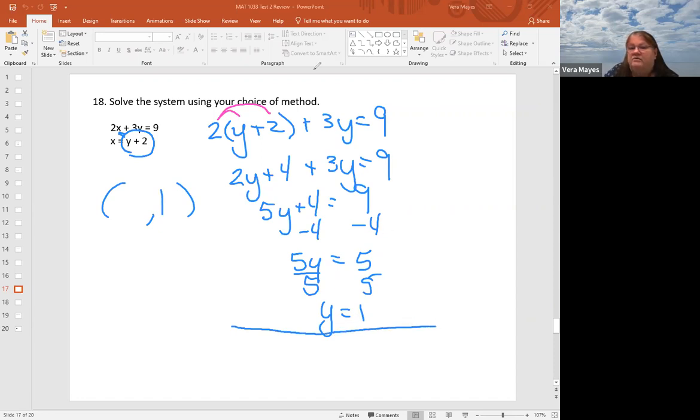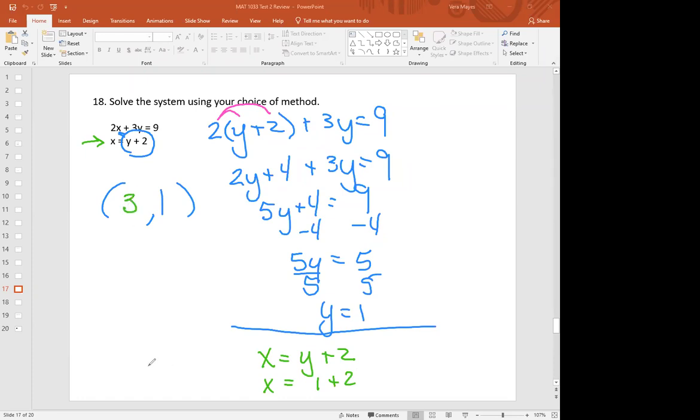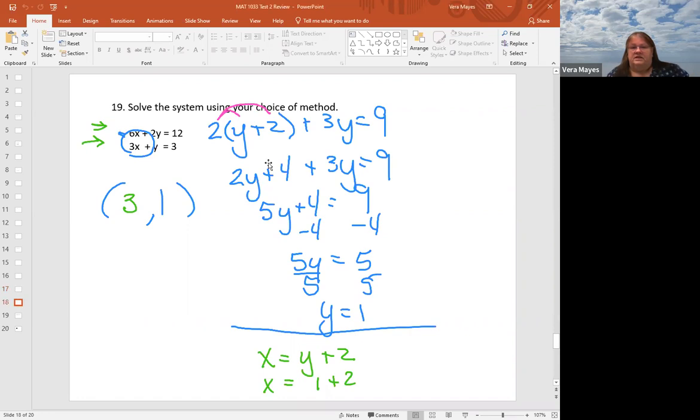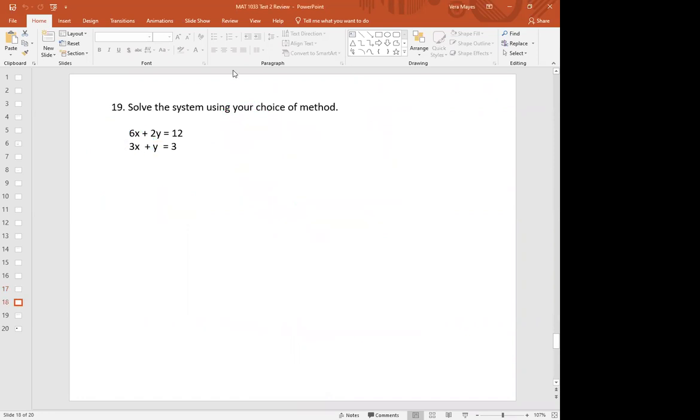So again, if y is 1, I need an x to go with it, right? So I can go to either equation. I'm probably going to go to this one since it's the simplest one. So x is equal to y plus 2. We think y is 1. So 1 plus 2, so x would be 3. And if I want to check it, I could plug both of those back into equation number 1 and verify it for myself.